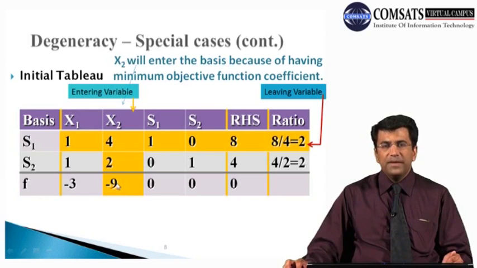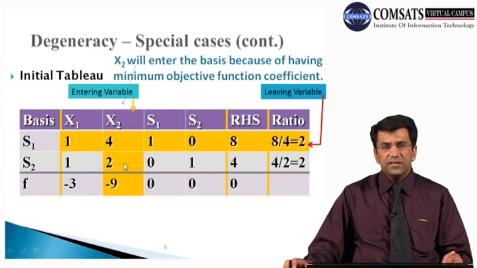So this is -9, which is the lowest value, and the corresponding column will be our pivot column, and this column will indicate that the x2 variable will be our entering variable. So we have identified our pivot column, we have identified our entering variable.